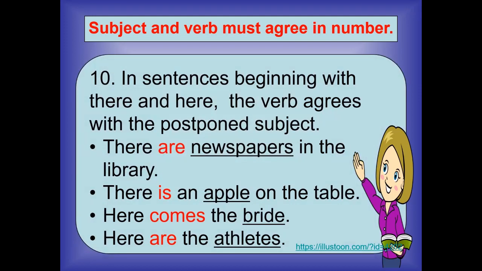Number 10. In sentences beginning with there and here, the verb agrees with the postponed subject. Here are the examples. There are newspapers in the library. There is an apple on the table. Here comes the bride. Here are the athletes.